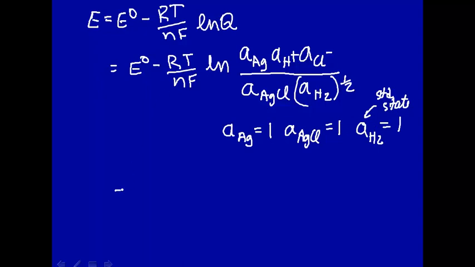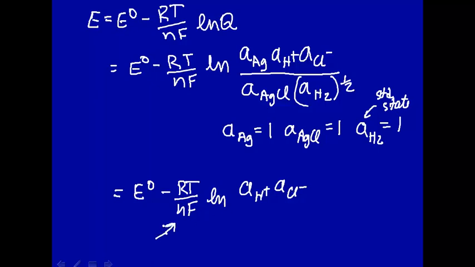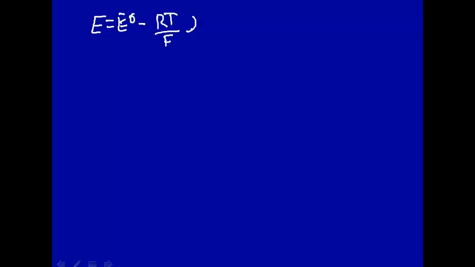So this expression considerably simplifies into the standard state cell voltage minus RT over NF times the natural log of the activity of H plus times the activity of Cl minus. And also note that there's one electron being transferred here, so N is equal to 1. So we can rewrite this a little more simply as E is equal to E0 minus RT over F times the natural log of the activity of H plus times the activity of Cl minus.